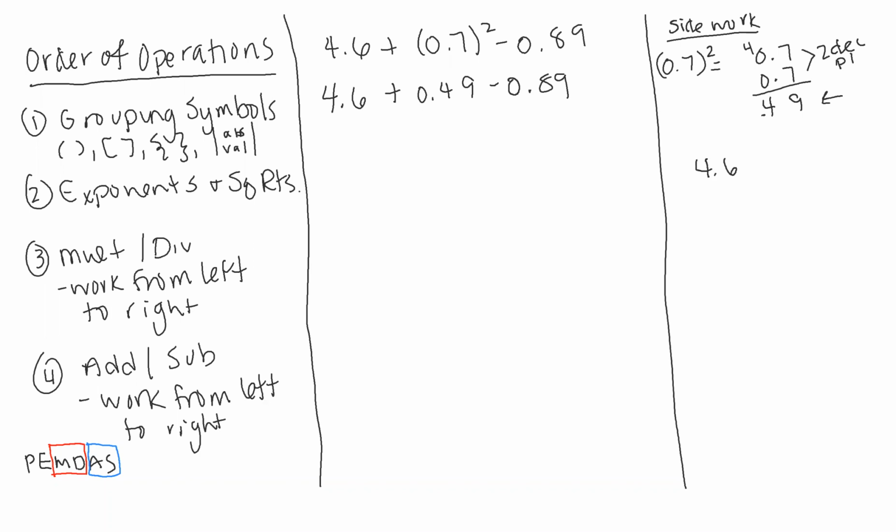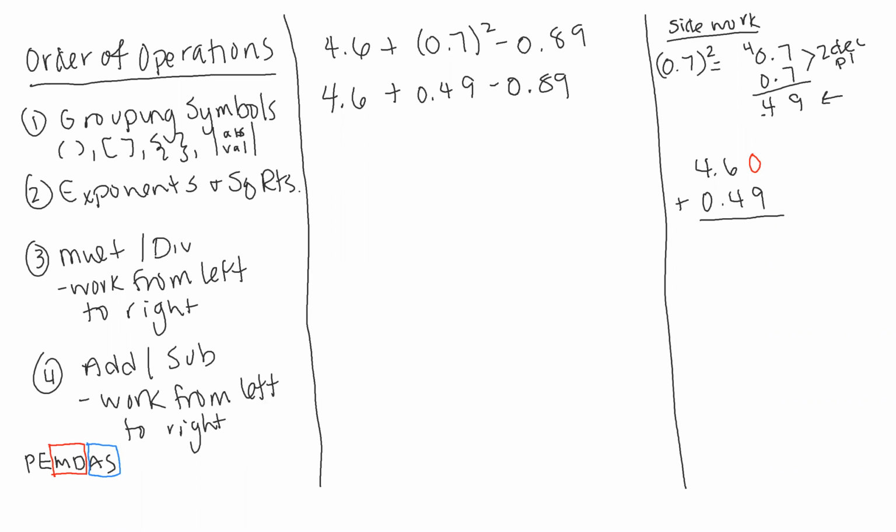So 4.6 plus 0.49. Remember, with addition and subtraction, it's really so simple that all you have to do is line your numbers up vertically where the decimal points line up, and then just fill in zeros. So we've lined everything up vertically according to the decimal point. We've added this fill in 0 over here in red.